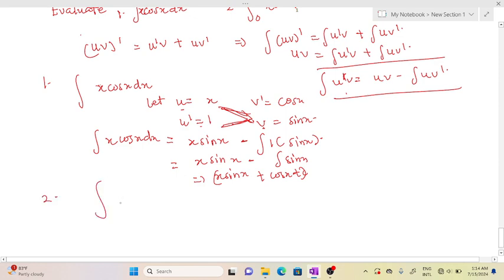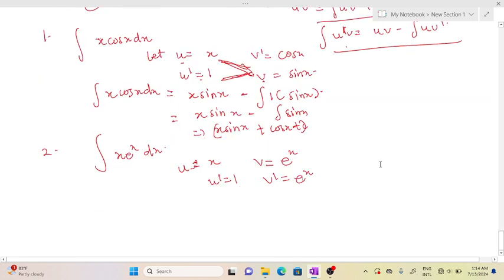So let's see the second part of the problem. The integral of x multiplying e to the power x dx. With this problem, let u be equal to x, always u, which you can differentiate to 0. So u is equal to x and v will be equal to e to the power x, right? So my u prime will be equal to 1. My v prime is the same as e to the power x. So this looks quite simpler, right?